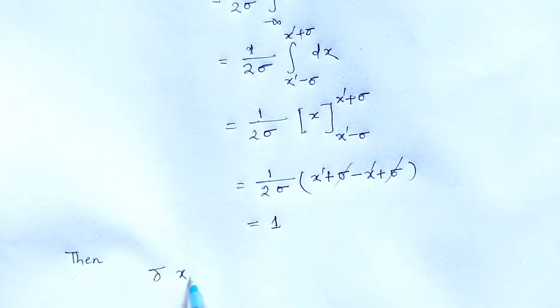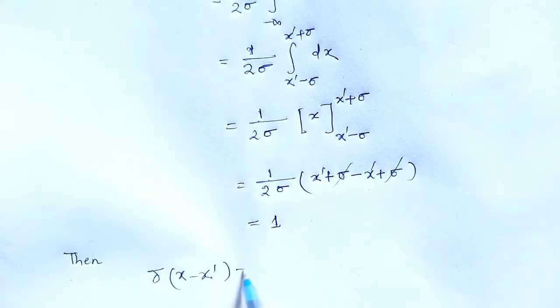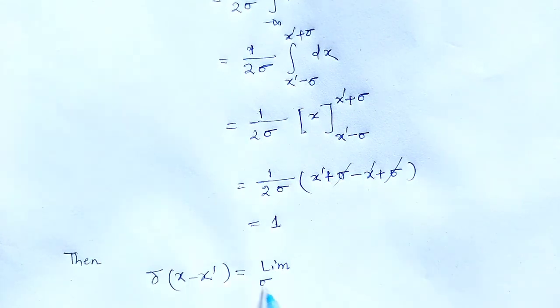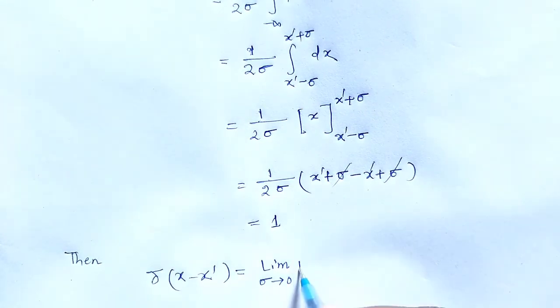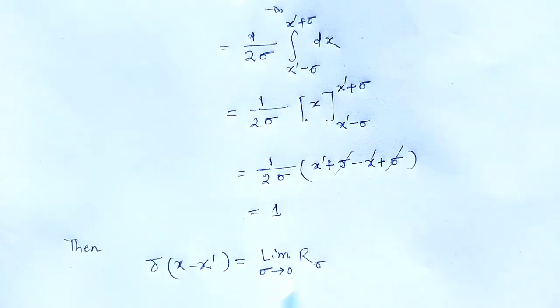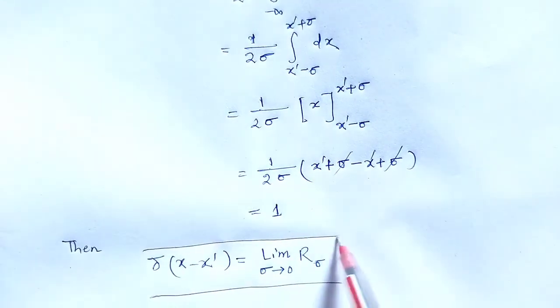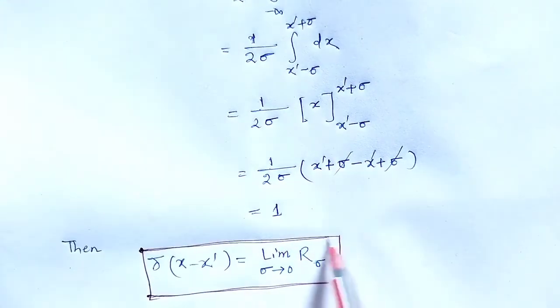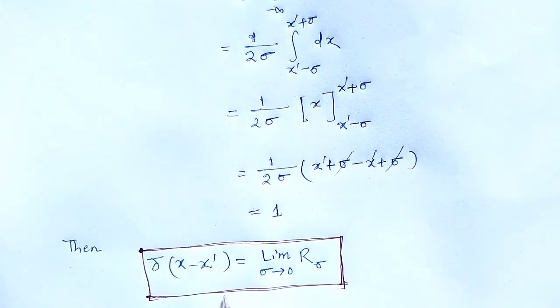As the rectangular function satisfies the properties of the Dirac delta function, that's why we can write del of x minus x dash is the limit sigma tends to 0 of r sigma. This one is the representation of the Dirac delta function as the rectangular function.